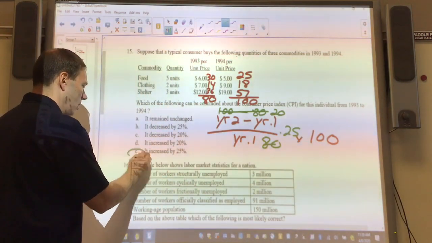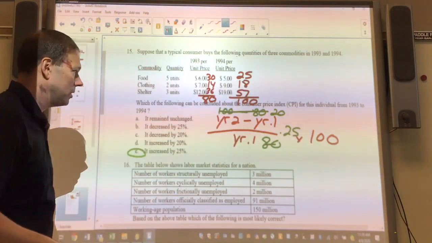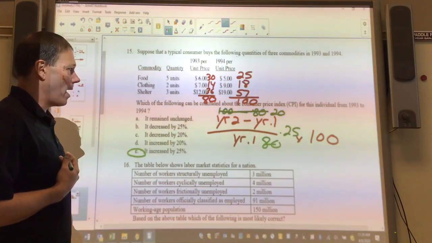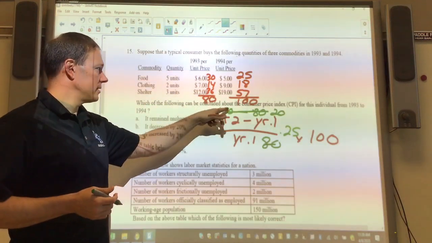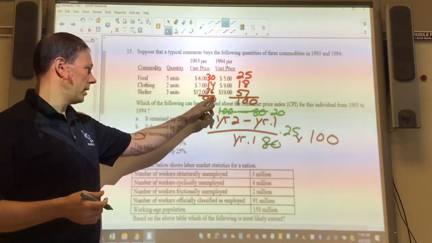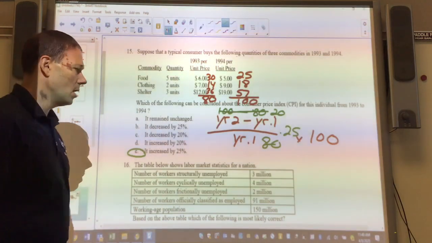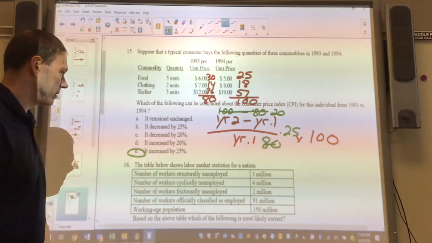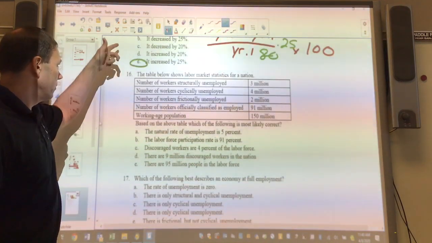and it's an increase, obviously, because the market basket went up, so it had to be an increase. Or the way I would look at it, we went from 80 to 100. That's a 25% increase. It's a $20 increase. 20 is 25% of 80. So whichever one makes more sense. I know we've talked about that before. All right. Number 15 is E.